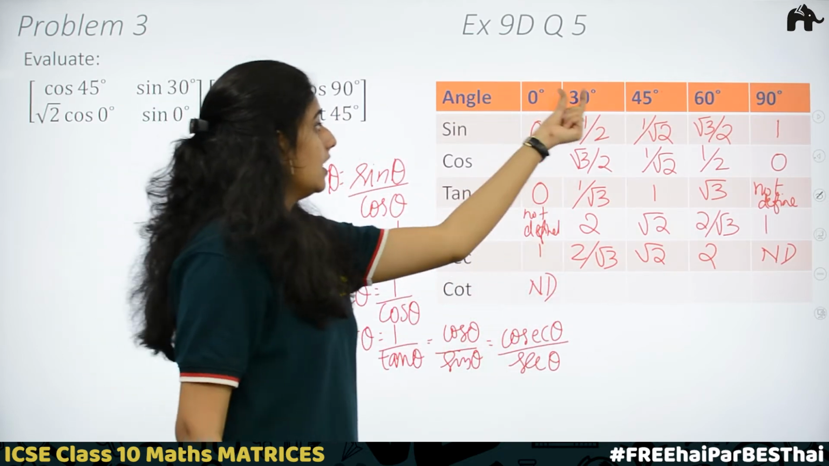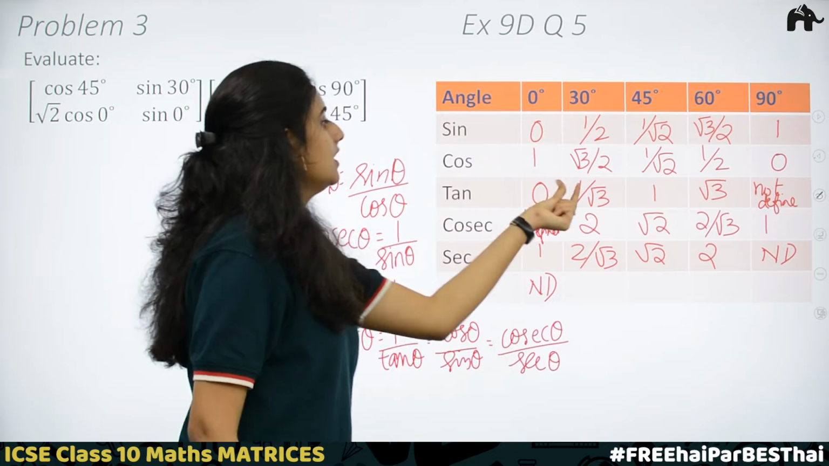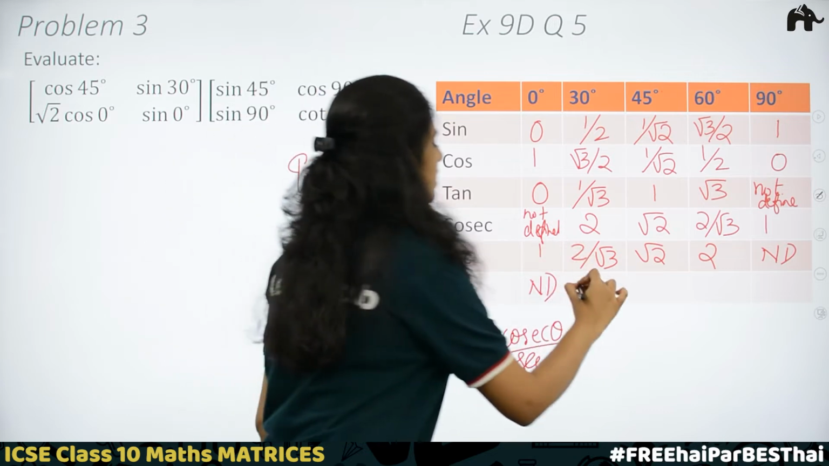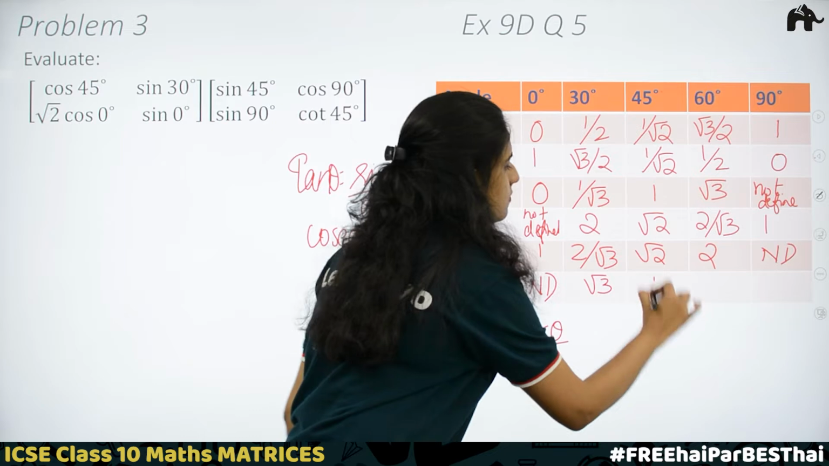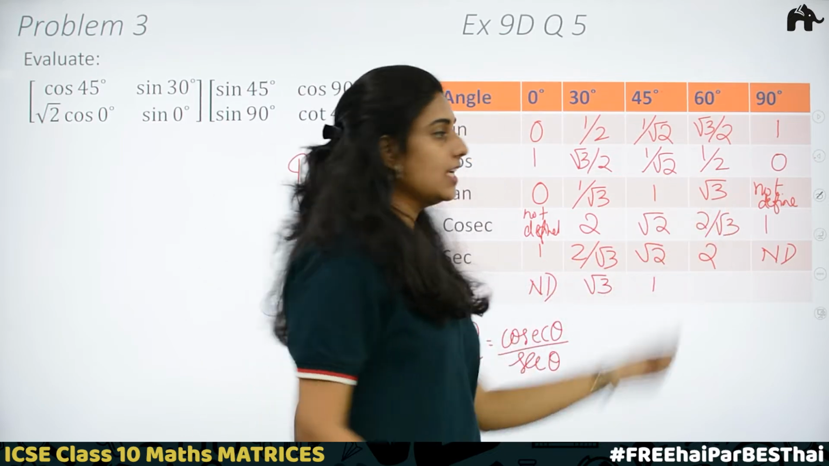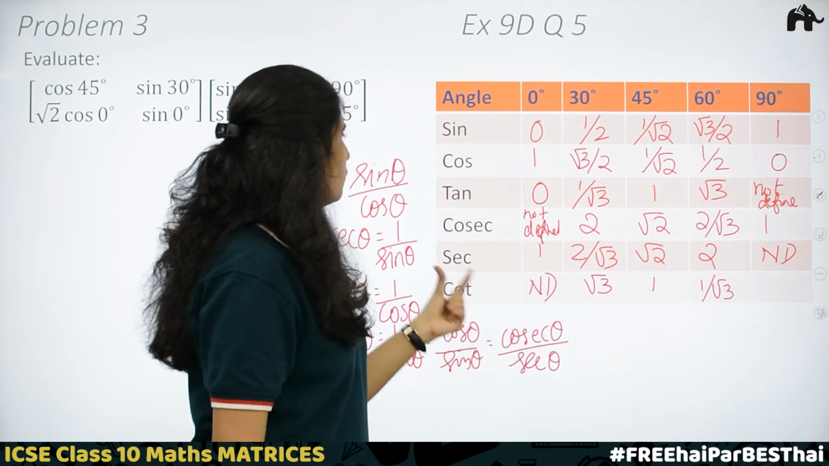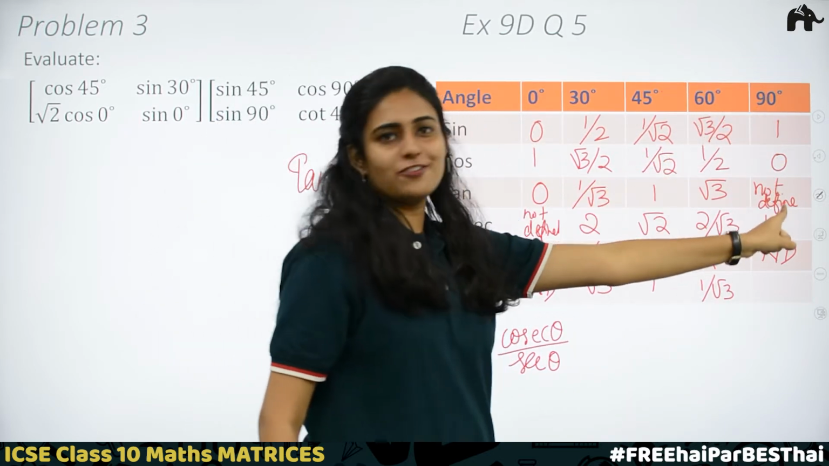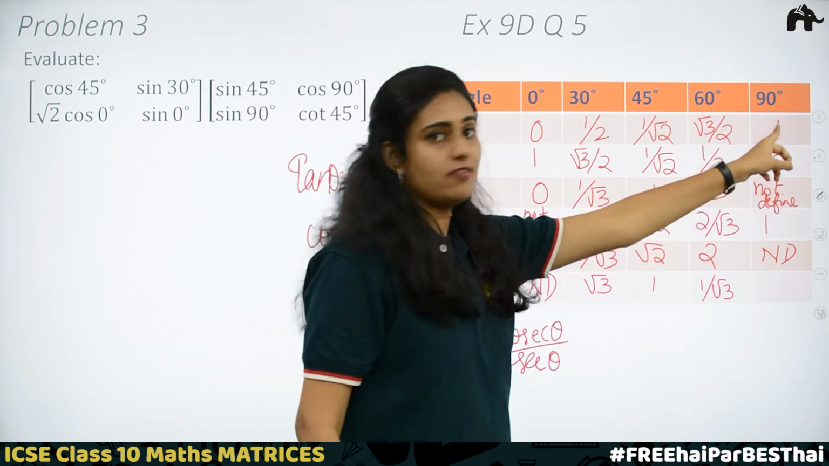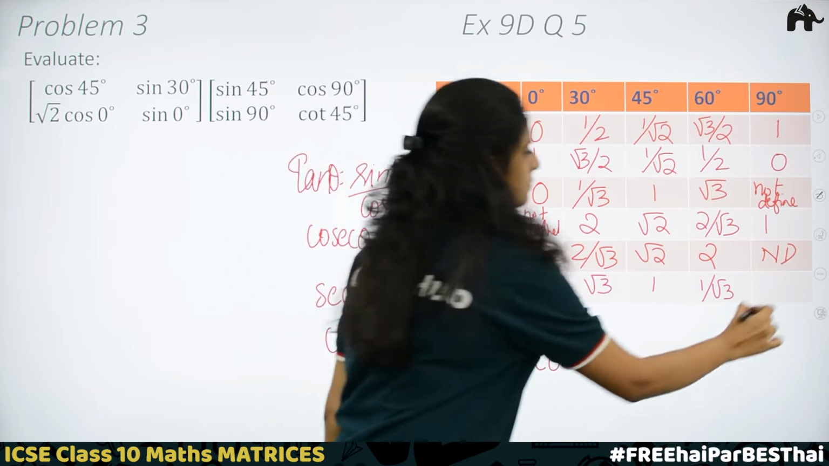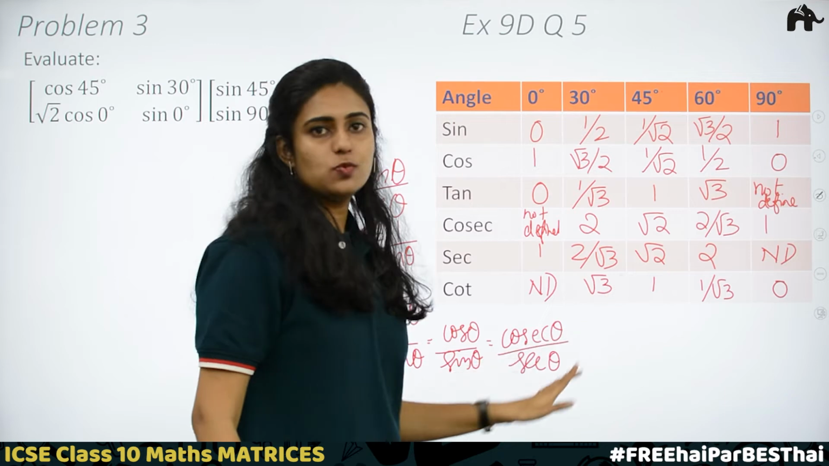Next, 30 degree, cot 30 degree. How to get cot 30 degree? Tan 30 degree is 1 by root 3. Cot 30 degree will be root 3. Reciprocal of 1 is 1. Reciprocal of root 3 is 1 by root 3. Then we have to find cot 90 degree. Reciprocal of not defined. Or we can take cos by sin. Here we have 0 by 1. 0 by 1 is 0. Clear? So these are the angles which we require.